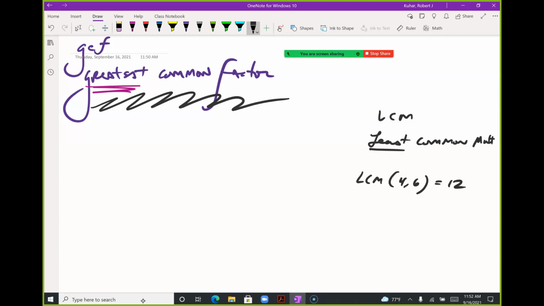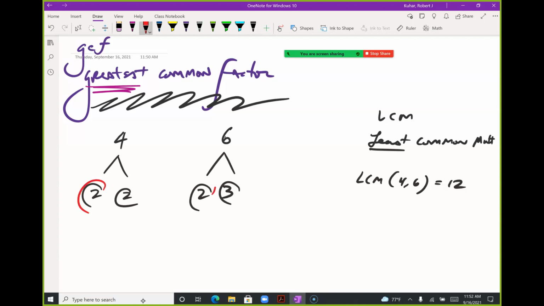So the easiest way to do the GCF is to prime factor everything. So 4 is 2 and 2. 6 is 2 and 3. And I'm just looking for the matches, the connections. You'll see the birthday cake method is much easier on this than the prime factorization method. So the GCF of 4 and 6 is 2. And by the way, it would be the product of all of the matches.